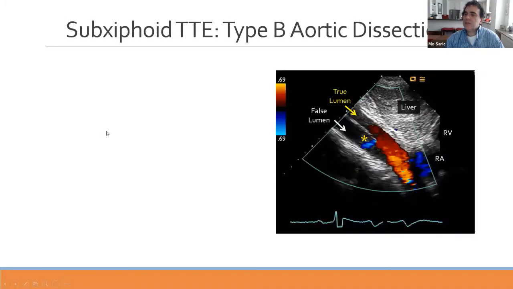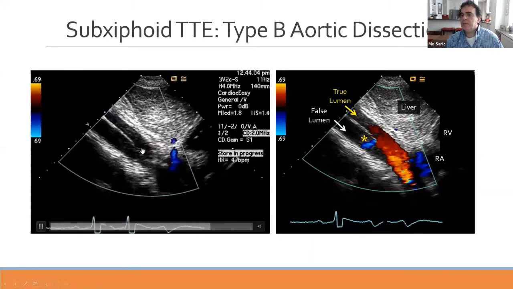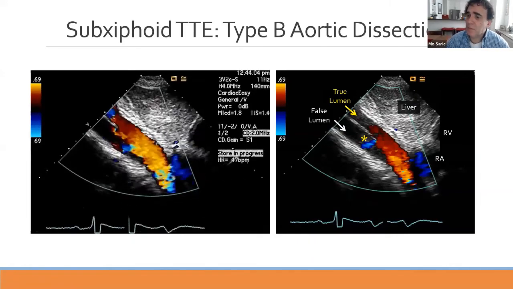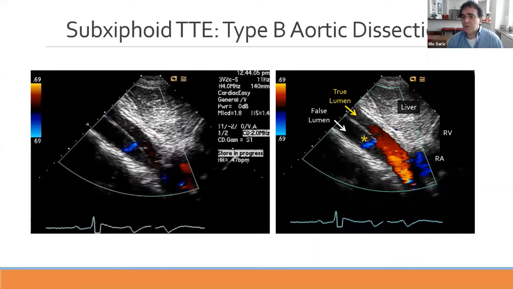Let's look at the subxiphoid view in somebody with a type B aortic dissection. Here you can see the true and the false lumen, as well as the communication between the two lumina. And this communication can exist as a solitary communication or can be multiple communications between the two lumina.